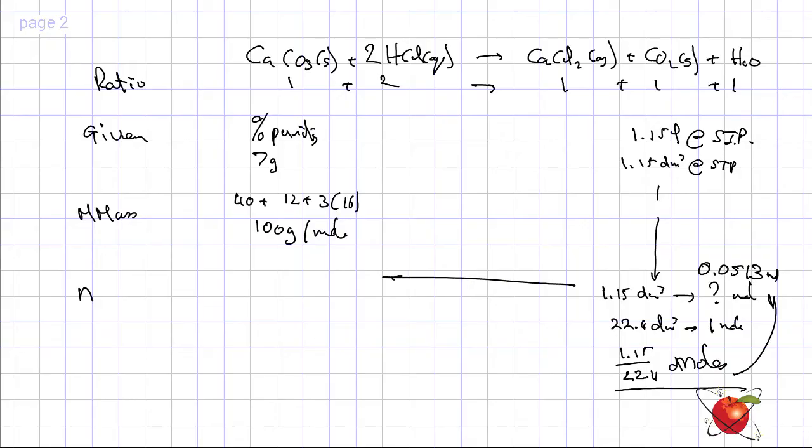Right, now let's move along. Once we've got moles, what can we do? We can now apply the recipe. And we say 1, in this case, goes to 1. Okay, 1 is to 1, isn't it? So therefore it should be 0.0513 moles of CaCO3. That's what we should be getting out of this reaction.